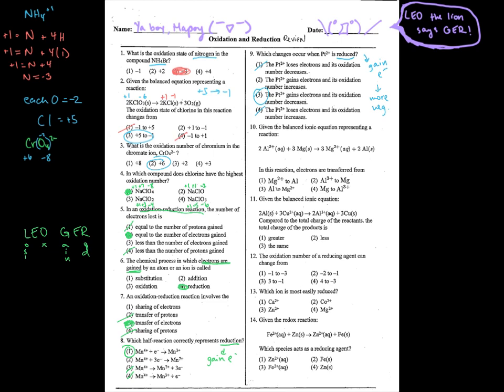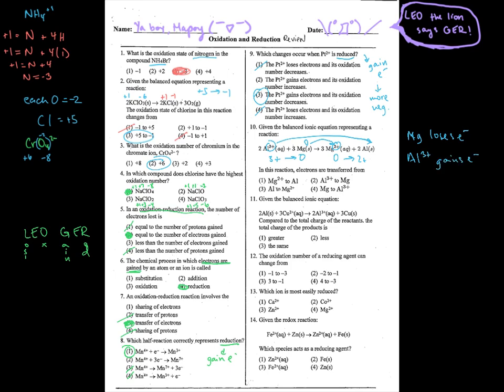Number 10. Okay, we have a balanced ionic equation. In this reaction, electrons are transferred from where? So we need to see who's doing what. So Al goes from positive 3 to 0. That's reducing. Whereas Mg here goes from 0 to 2+. So the one that loses electrons is Mg because it becomes more positive. And then Al3+ gains.